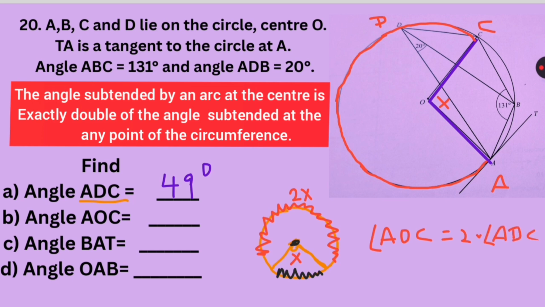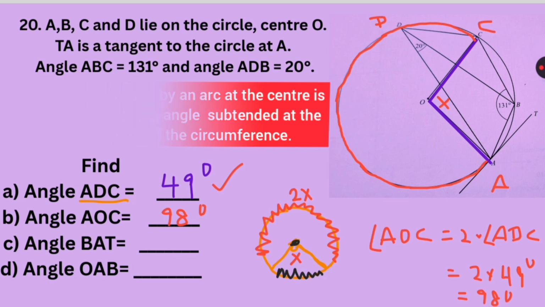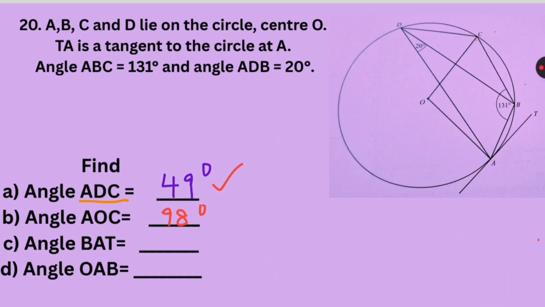So what is angle ADC? 49 degrees. Just now we found angle ADC is 49 degrees. So 2 times 49 degrees gives 98 degrees. Next, we need to find angle BAT. So we have to find out BAT. We need to find this angle.